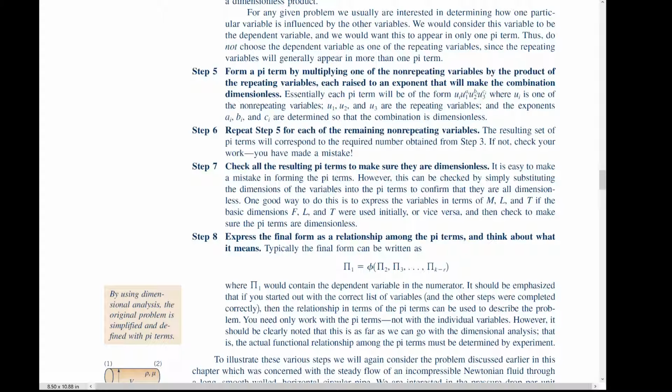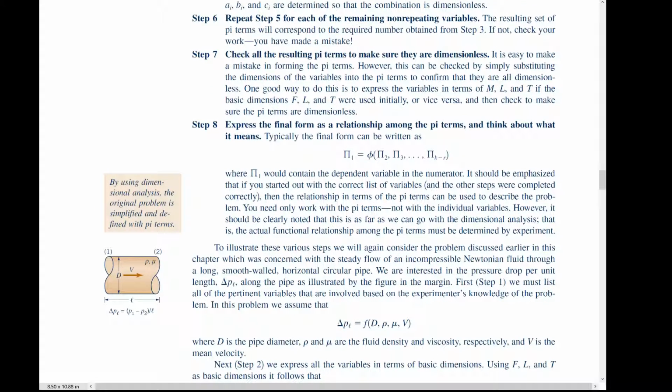Step 7. Check all the resulting pi terms to make sure they are dimensionless. It is easy to make a mistake in forming the pi terms. However, this can be checked by simply substituting the dimensions of the variables into the pi terms to confirm that they are dimensionless. One good way to do this is to express the variables in terms of M, L, and T if the basic dimensions are F, L, and T, or vice versa. Check to make sure the pi terms are dimensionless.